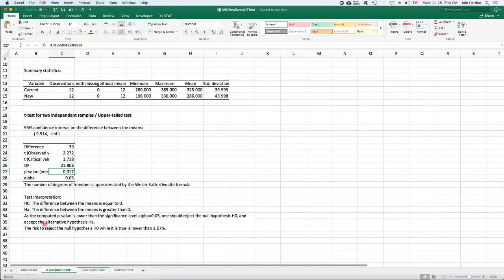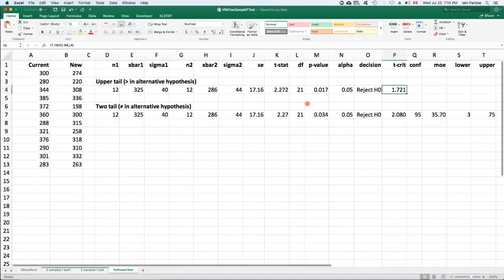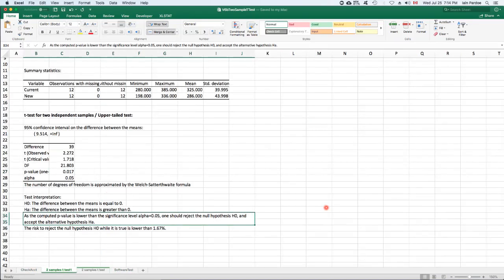P-value, 0.017. What did we get? Wrong sheet again. There we go, 0.017. So it's the same to 3 decimal places. Decision's the same. As the computed p-value is less than the significance level, we should reject the null hypothesis in favor of the alternative.